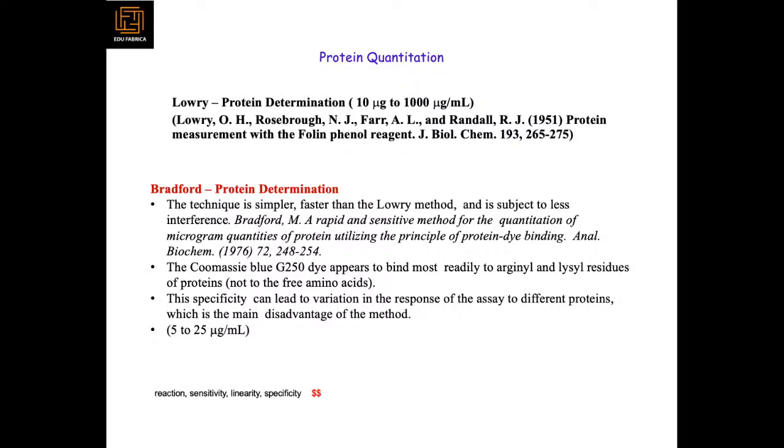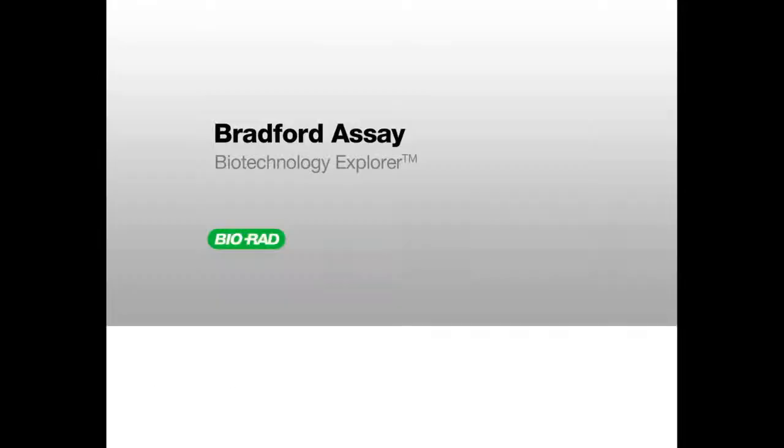The Lowry method was initially meant for protein determination, calculating from 10 microgram to 1000 microgram per ml. Whereas the Bradford protein determination technique is simpler, faster than the Lowry method, and is subject to less interference. In Bradford, the Coomassie Blue G250 dye appears to bind most readily to the arginyl and lysyl residues of the proteins. They are very specific to a specific assay, and Bradford gives us very nice details at the end. So now let's see if this video will play or not.